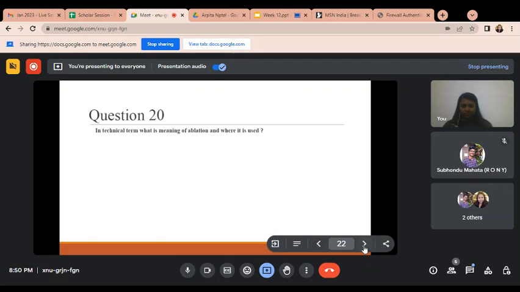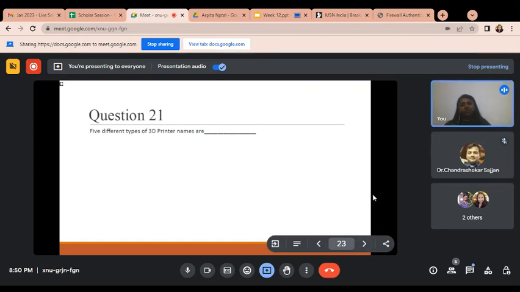Removal of some tissue. Okay. And where is it used? When you want to remove some pathological tissue, like in cancer treatment. Yes, in case of cancer, any diseased tissue you want to take out, you will remove. That procedure is said to be ablation. Yes. And this is the next question.